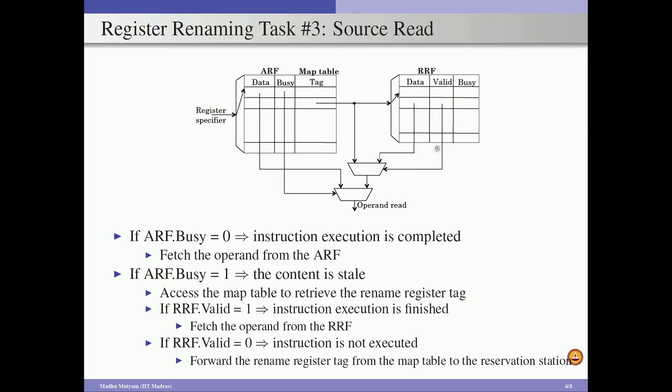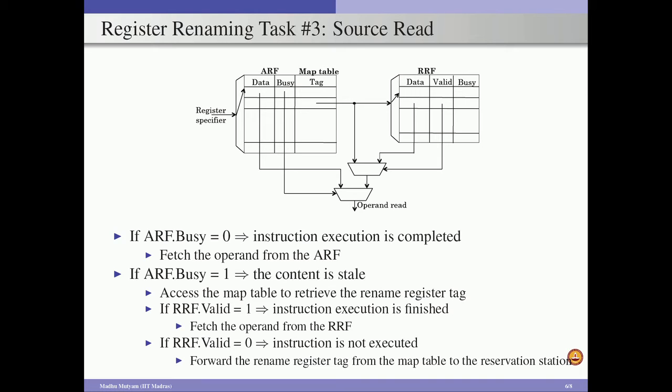So, if the valid bit is 0, this value is not readily available in RRF, and we have to supply only the tag to the consumer instruction. And if the valid bit is 1, then this value is the valid value, and then we just supply this data.